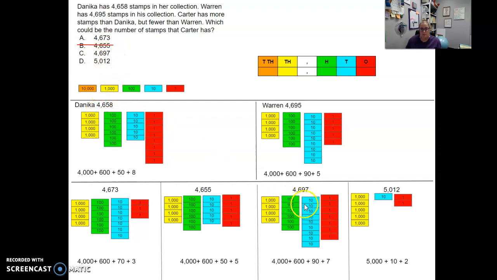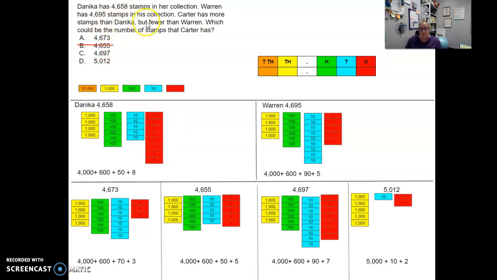4,697. Well, let's look right here. Both of them have 4,000. They both have 600. This has 90. This has 50. Well, 90 is greater than 50, so that keeps working. And then 5,012. Well, this is 4,000 and this is 5,000, and 5,000 is greater than 4,000, so that one can stay. So I was able to get rid of one answer choice that way.